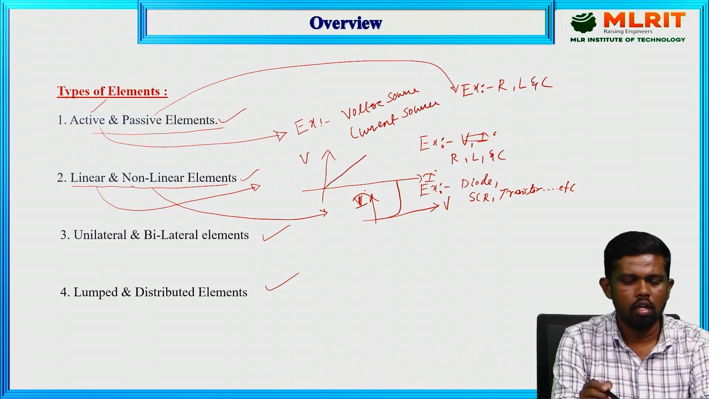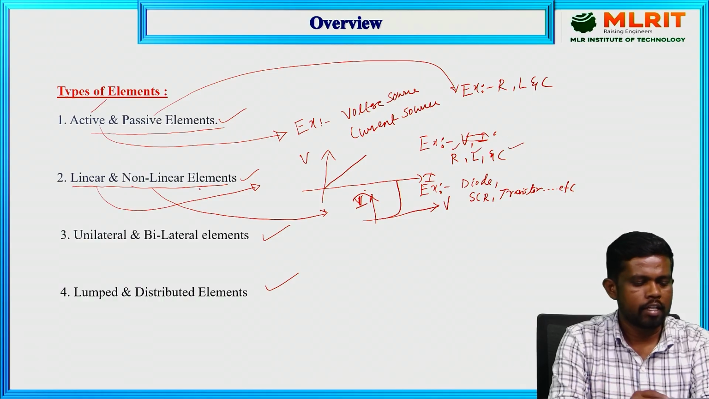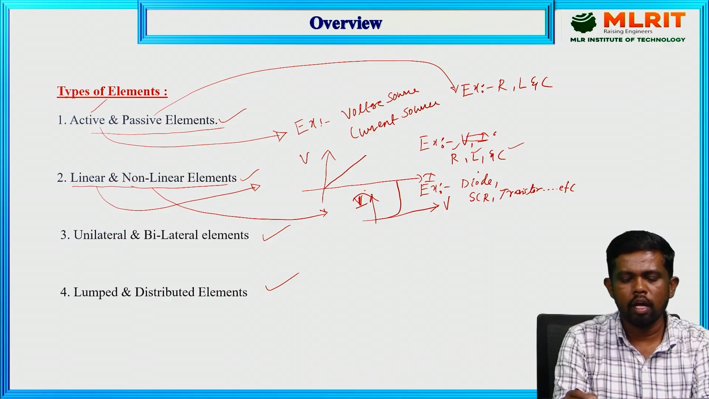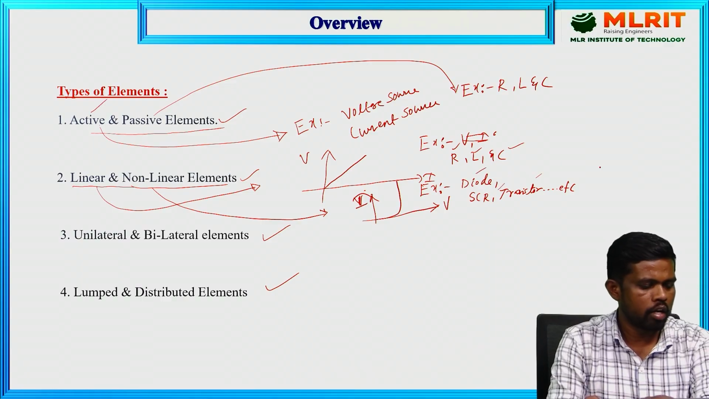So these kinds of elements in the network are called linear elements, else non-linear elements. The examples of linear elements are resistor, inductor, capacitor. And the examples of non-linear elements are the diode, silicon control rectifier, transistor, etc. These are the linear and non-linear elements.